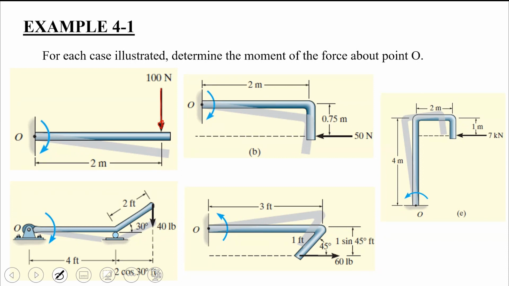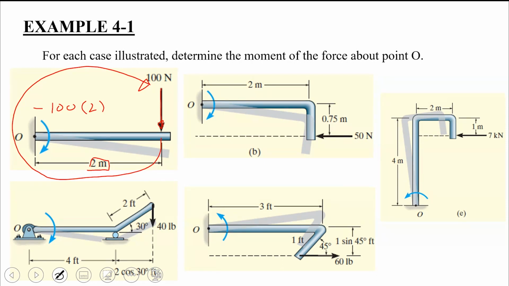So what is the perpendicular distance here? Sir, 2 meter. So the magnitude of moment is going to be 100 times 2. So 100 into 2, which is 200 Newton meter, is going to be the magnitude. What about the tendency of rotation? Clockwise or counterclockwise? Sir, clockwise. Clockwise. So we are going to include it with a negative sign as well. So overall this force is going to create a moment of minus 200 Newton meter about point O.